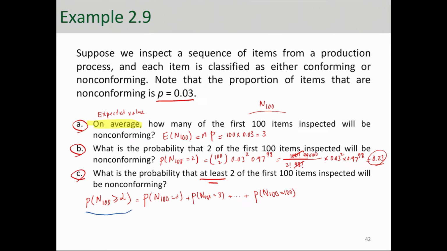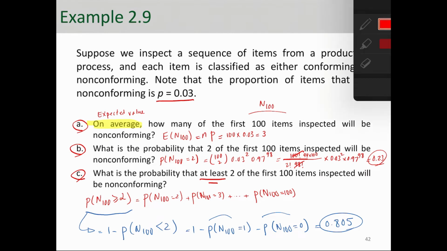The better way to approach this is to calculate the complement of this probability and deduct it from 1. That is equal to 1 minus the probability of N100 less than 2, which means 1 minus the probability of N100 equals 1, minus the probability of N100 equals 0. Now you just need to calculate these two probabilities. And when you do that, you should be getting 0.805.